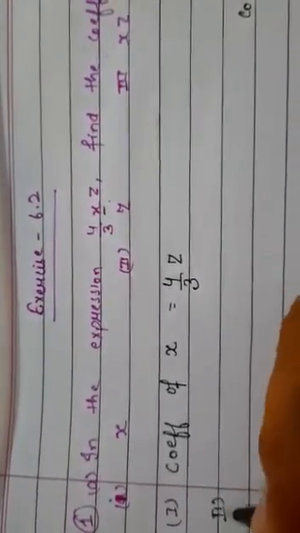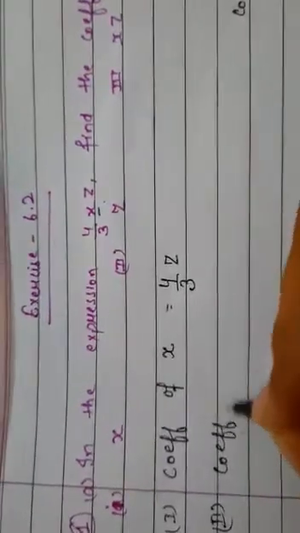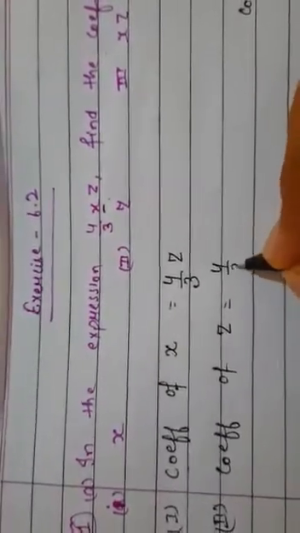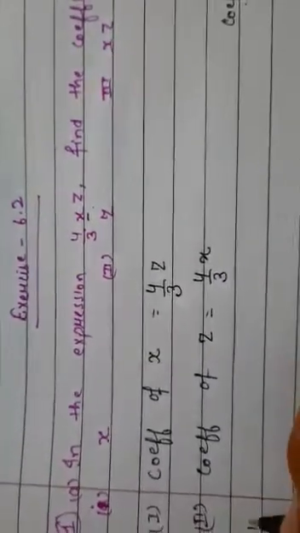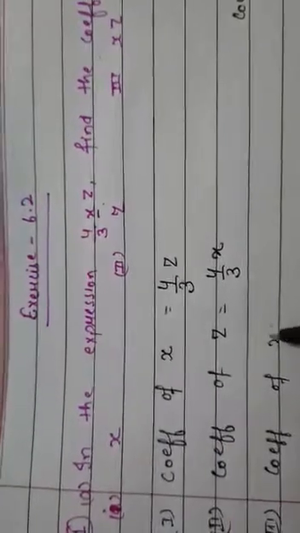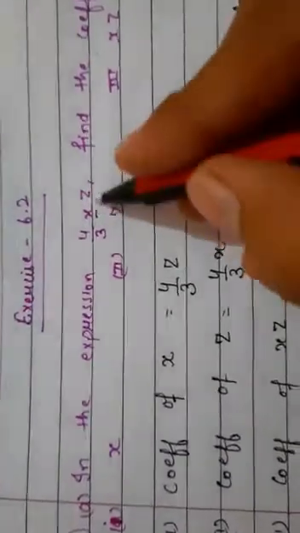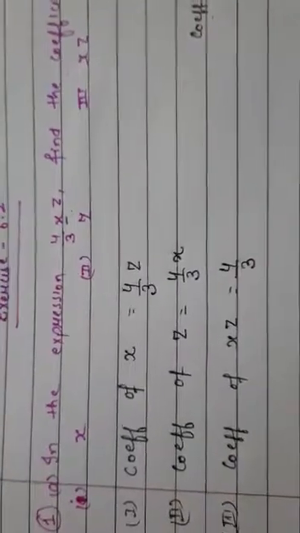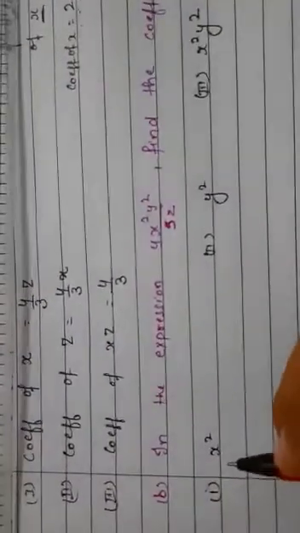In the second part they said the coefficient of z. Now we leave z, so it is 4 by 3x. Next they said find the coefficient of xz. It means we leave both x and z, so the coefficient is 4 by 3. Clear?